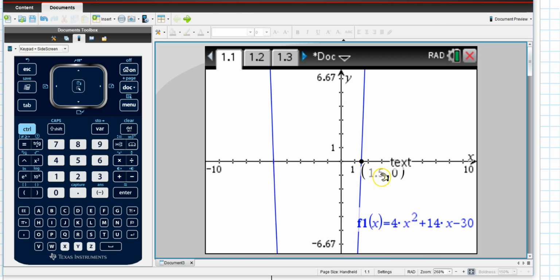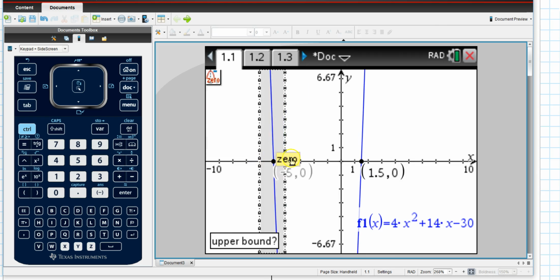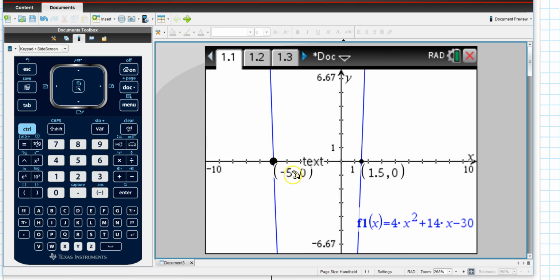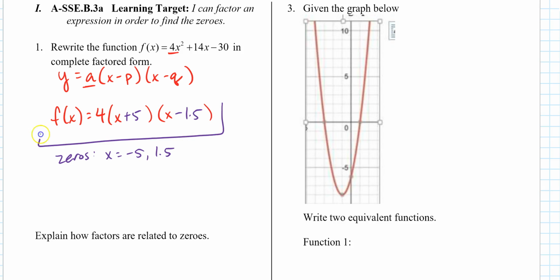And there's one of them at 1.5. Menu, Analyze, Zero. And there's my other one. So my two zeros are at (-5, 0) and (1.5, 0). So that means that my final function, if my zeros were at x equals -5 and positive 1.5, I have (x plus 5) and (x minus 1.5) as my two factors, and that's my factored form.